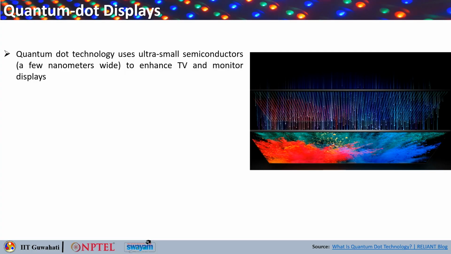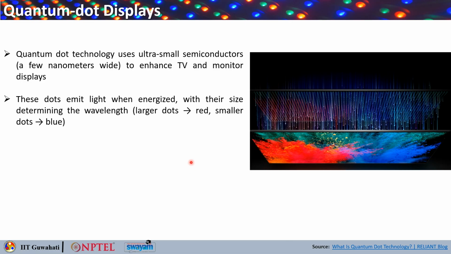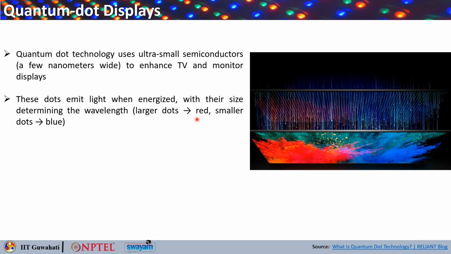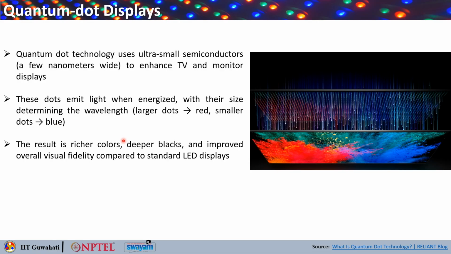Quantum dot technology basically uses ultra small semiconductors which are a few nanometers wide. Their purpose is to enhance TV and monitor displays. So, this is the display and this is where the quantum dots are. These dots emit light when they are energized. They are not self emissive, you would require a backlight for them. Depending on the size of the quantum dots, their emitted wavelengths vary. Larger dots typically emit in the red and smaller dots emit in blue.